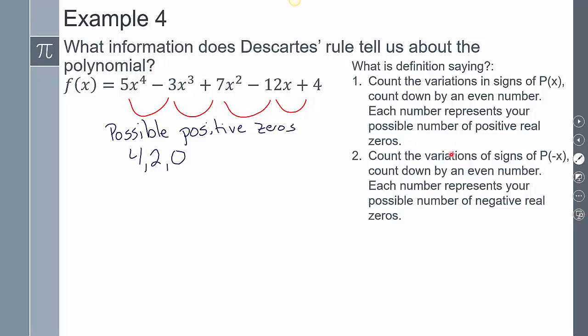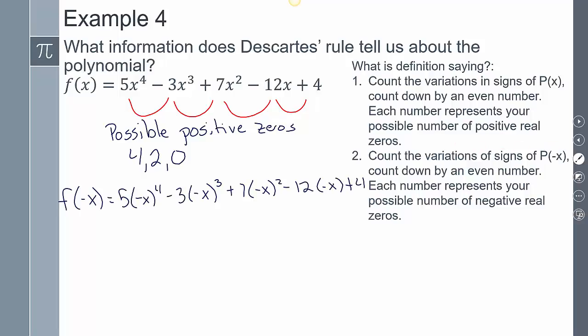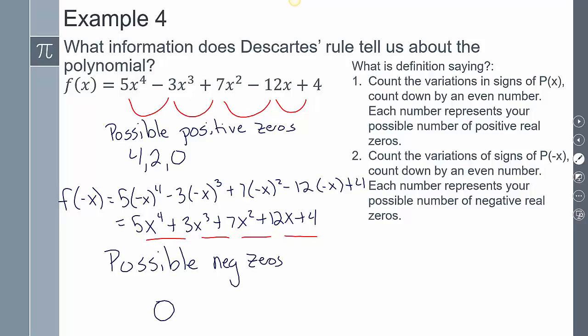Then, step 2, count the number of variation signs of p of negative x. So I plug in negative x into my function. Now I need to simplify that. If I simplify that, it's going to stay the same, change, stay the same, change, stay the same. And now counting it, nope, there's no variation at all. So I know for certain there are 0 negative zeros. There are not any negative zeros here. So when I do my p's over q's, I should only test my positive p's over q's because I know for certain that there aren't any negative zeros here.